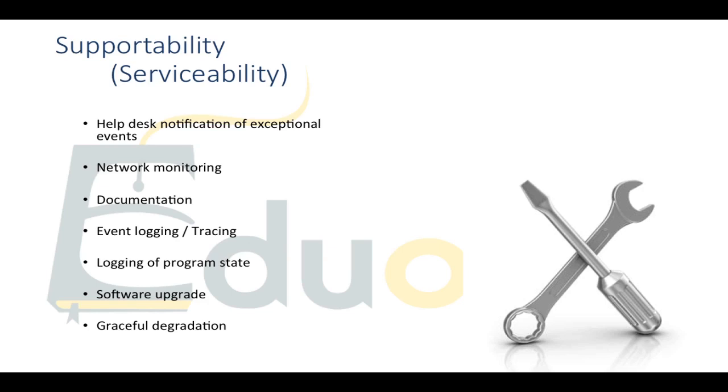Supportability. Help desk notification on exceptional events would be something like network monitoring. Supportability is how easy is your system supported and serviced. Help desk notifications of exceptional events is very handy. It's an automated alarm bell which will go to somebody who's hopefully looking at their emails 24 hours a day. They'll be able to see that there's a particular problem with your system.